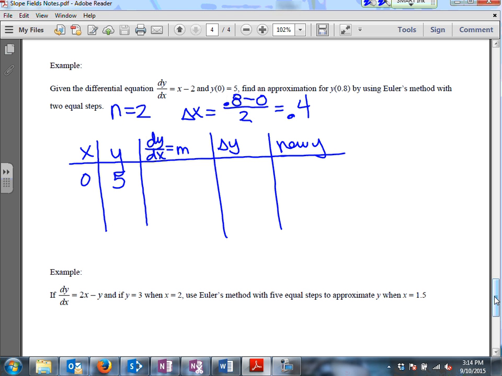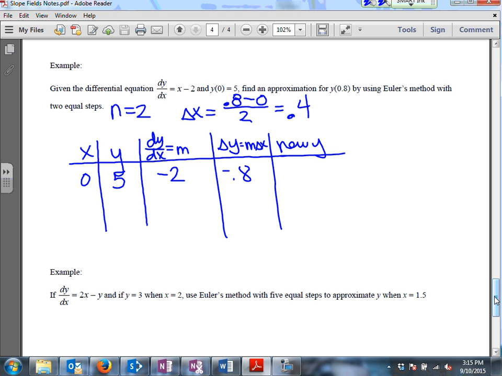So we start at 0, 5. What is our slope? -2. Now, to find the change in y as we walk along this tangent line, change in y is just slope times delta x. So what is our slope times delta x? 2/5. -4/5.